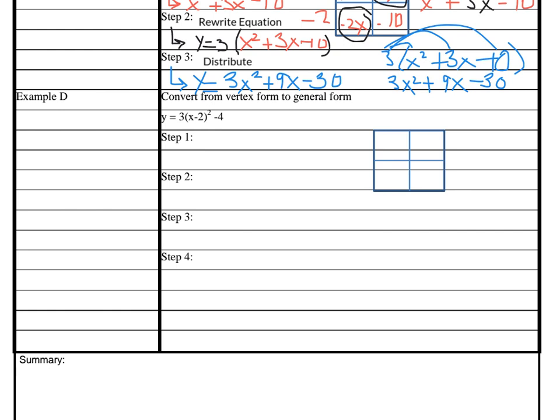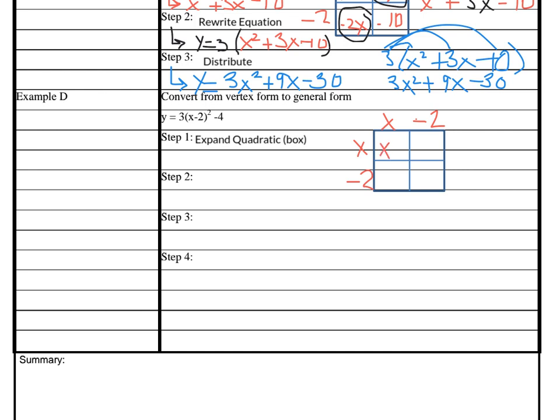Alright, convert from vertex form to general form. Step 1 is the same as before. We are going to expand the quadratic, which means multiply with the box. So on my box, I'm going to write x minus 2 times x minus 2. That's what x minus 2 squared means, is multiply it by itself 2 times.